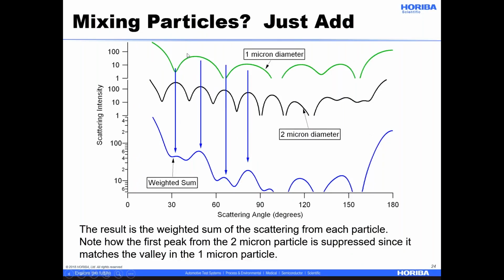And I can make a weighted sum depending on the ratio of 1s to 2s to see the scattering pattern from the mixture. So you can see how the value in the 1 micron kind of cancels that first order peak or makes it weak for the 2 micron. And then doubles up the second order peak between 1 and 2 micron. And so you'll see a different set of peaks and valleys. And so I can use that information to extract the size distribution. Because most real samples, in fact, nearly all real samples, have a range of particle sizes.